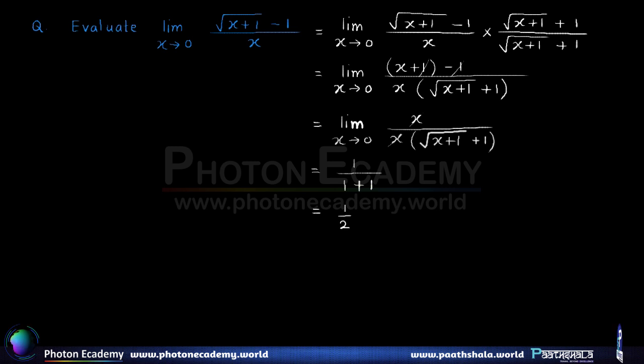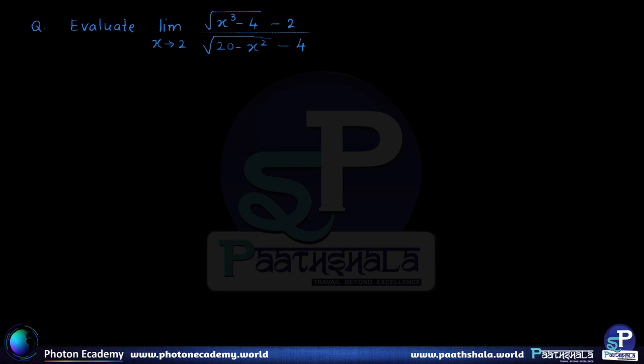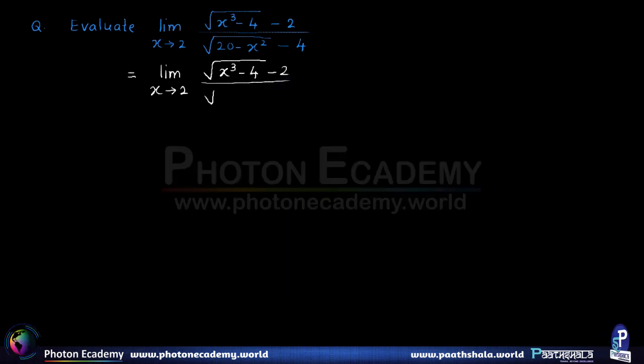Okay, let's go ahead and see one more sum. Now here we observe that the irrational terms are present in numerator as well as denominator. Okay, so what we'll do is we'll have to multiply and divide by the conjugates of both numerator as well as denominator. Okay, so let us first write the given expression.